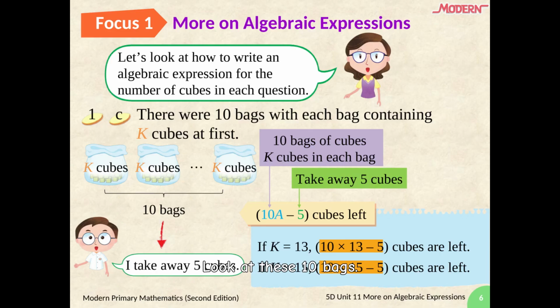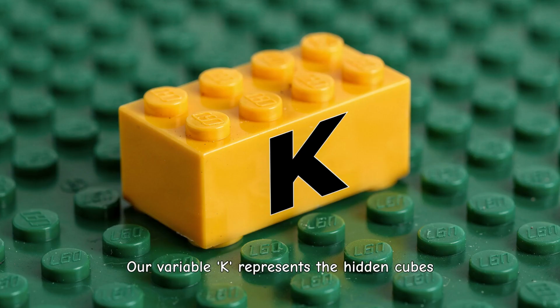Look at these 10 bags. Each has k cubes. That's a lot of Lego potential. Total, 10k. But then disaster. Well, not really. Someone takes away 5 cubes, so we subtract 5. 10k - 5. Our variable k represents the hidden cubes in each bag. It's like a math treasure chest.